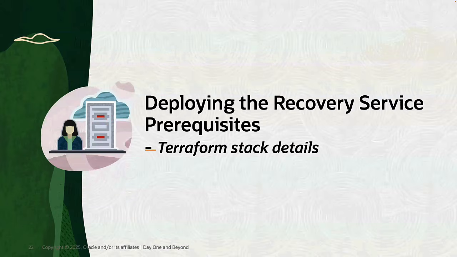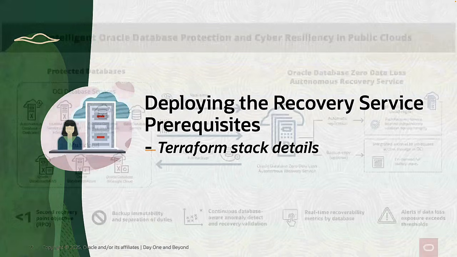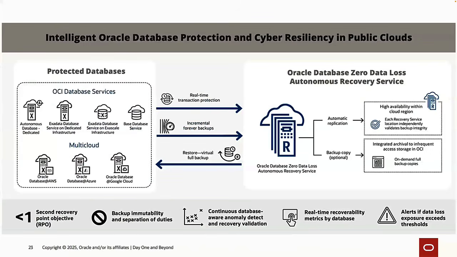So let's dive a little deeper into this and let me help you understand what this product does and how it works. The zero-day loss autonomous recovery service is built upon our physical appliances that have been shipping for over a decade. These appliances are now available in Oracle Cloud as a managed service, so you don't have to manage any extra infrastructure, and it's built into Oracle Cloud now.